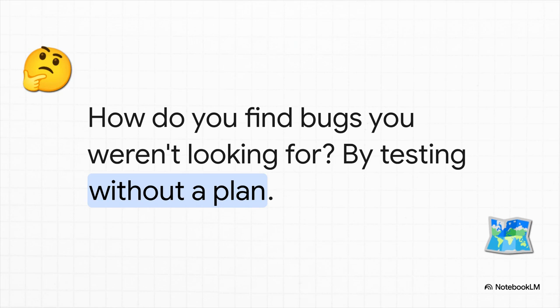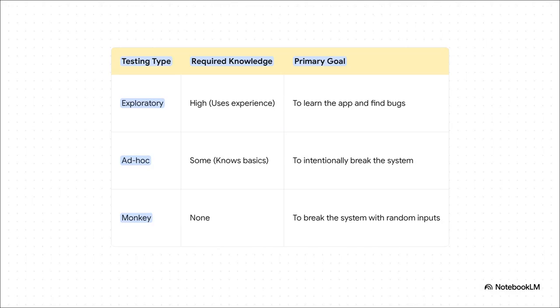See, this is where you really see testing become less of a rigid science and more of a creative art. Finding these kinds of hidden bugs really depends on the tester's own skill, their intuition, their experience, and yes, sometimes just a little bit of pure chaotic randomness. So you can think about these three methods on a spectrum of knowledge and chaos.